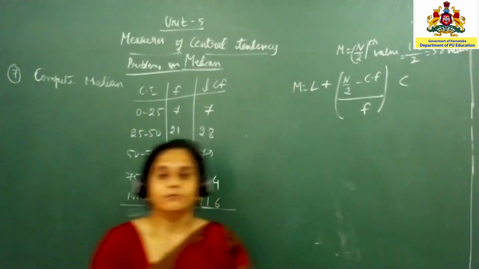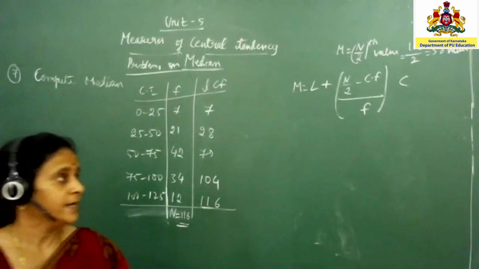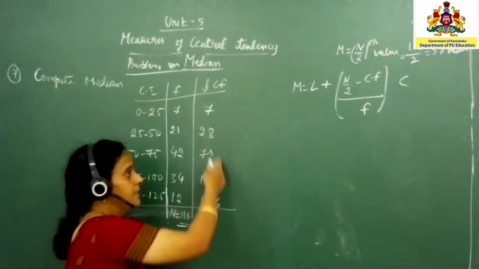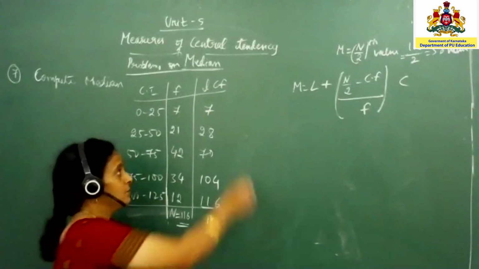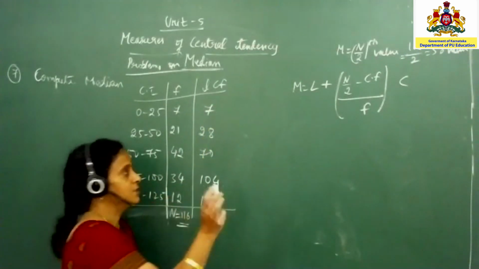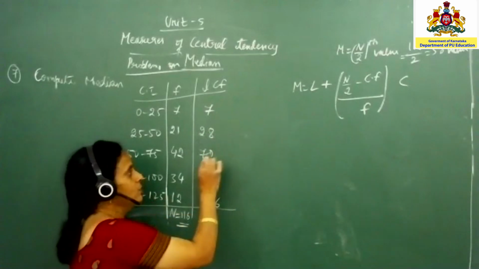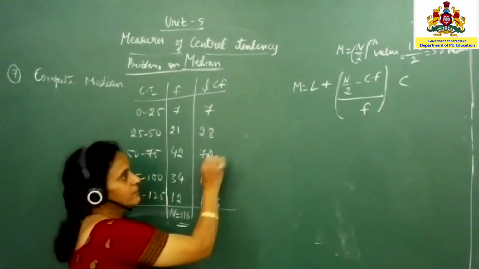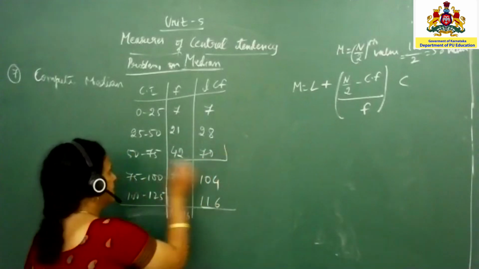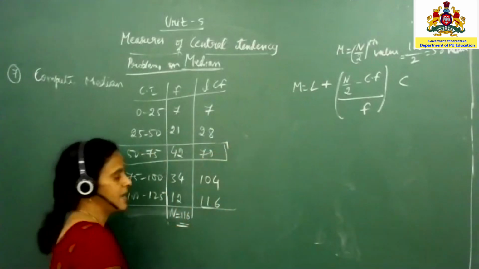So I am getting the 58 value. Next job. Again I have to search the last column, the cumulative frequency column, for a number greater than 58. I'll just start from the top. 7 is not greater than 58, I'll drop. 28, no. 70, yeah. So 70 is greater than 58. I'll treat this as the median class.